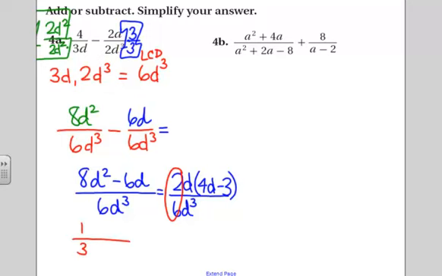And then my D's, if I have 1 on the top and 3 on the bottom, 1 of those crossed off, and I'm left with 2. So I have D squared in the denominator. And then I can't do anything with that 4D minus 3. So I'm just going to leave it up at the top.